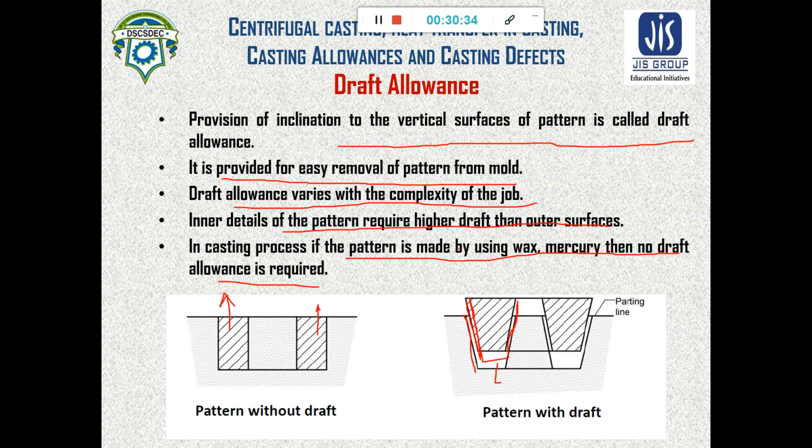which is only needed for the permanent mold pattern. But in case of an expandable mold, an expandable pattern, what happens? Draft allowances are not necessary, as the pattern evaporates or melts out from the mold cavity.